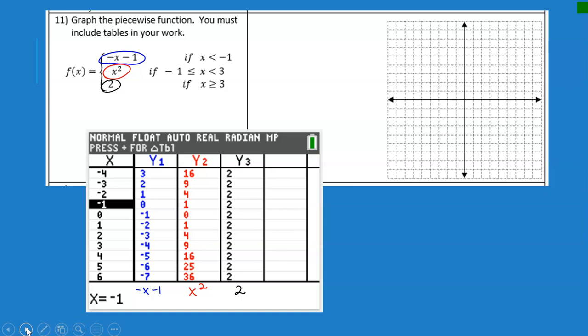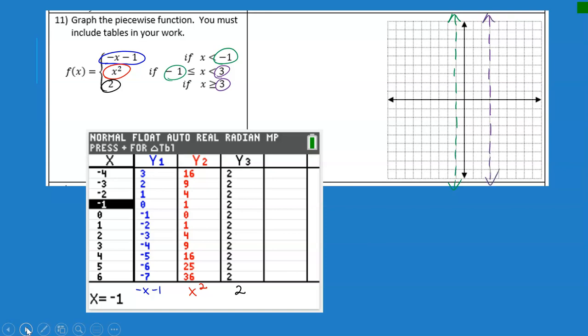So the first thing we want to do in our graph here is put in our boundary lines. So I see that I have two boundary lines. One of them is going to be at -1. So I'm going to put a vertical boundary line at -1. Remember that boundary lines are always vertical. And then I have another boundary line at +3. So I'm going to go to +3 and put in a vertical boundary line.